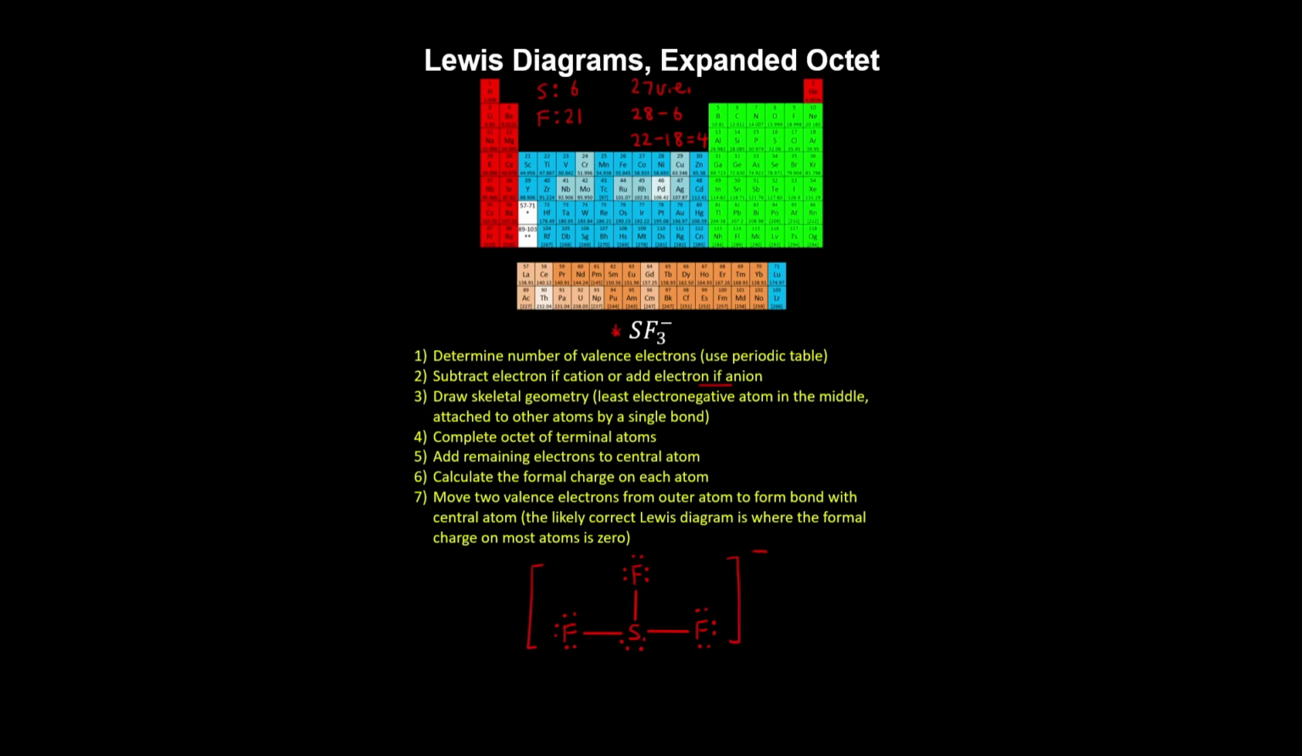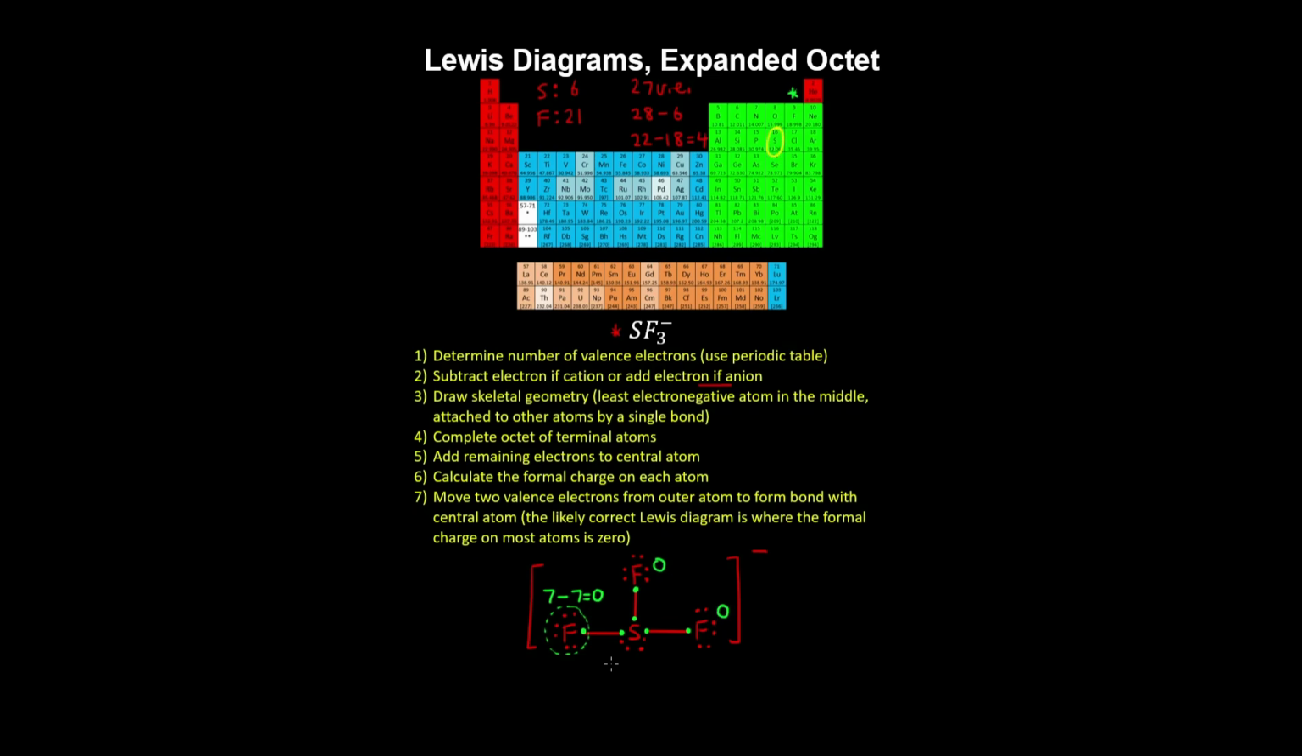And now we'll calculate the formal charge for each atom. So this assumes that the electrons are equally shared between the atoms in each bond. So a quick way we can do this is draw a circle around each atom and then subtract the assigned electrons from the number of valence electrons. So fluorine is a halogen, so it has 7 valence electrons, and then subtracting the assigned electrons gives a formal charge of 0. And that's the same for each fluorine atom.